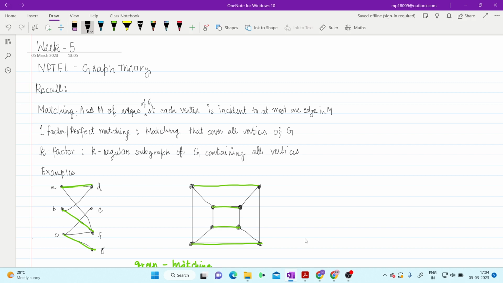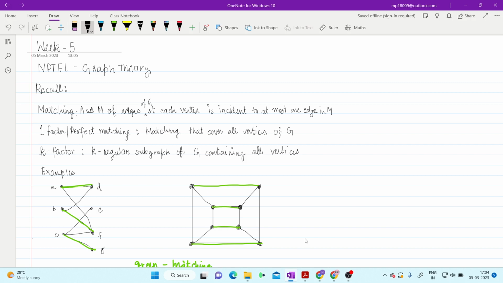Last week we discussed matching in graphs, and in particular we were discussing matchings in bipartite graphs. So today our problems will be focusing on matchings in general graphs and stable matching problems. So let's begin. First of all, let's recall, we also defined matching last time, but let's recall again.